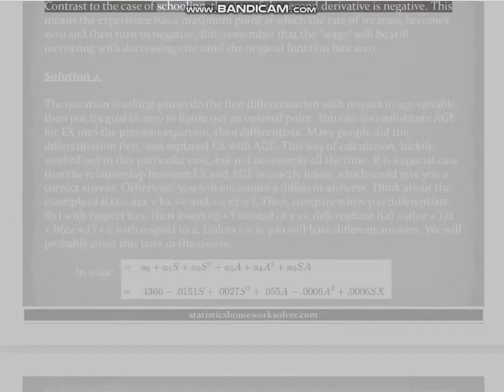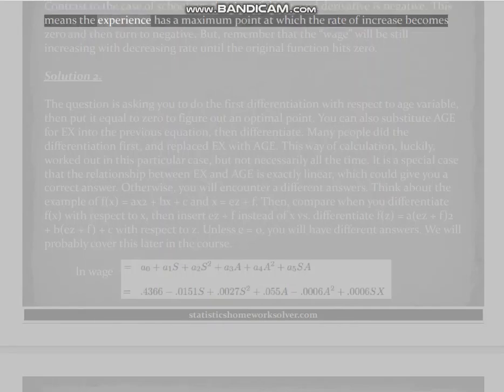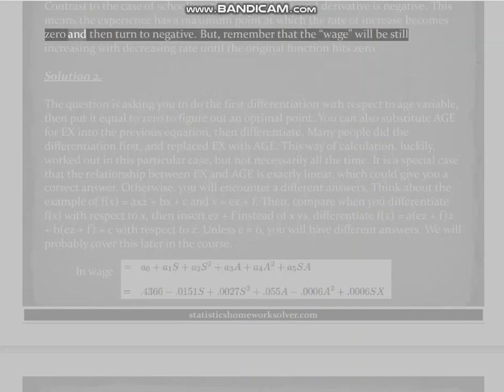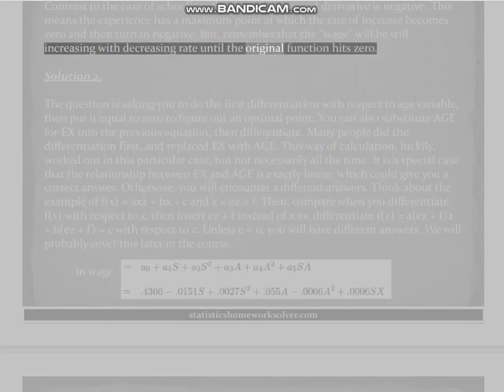Contrary to the case of schooling, the sign of the second derivative is negative. This means the experience has a maximum point at which the rate of increase becomes 0 and then turns negative. But remember that the wage will still be increasing with decreasing rate until the original function hits 0.